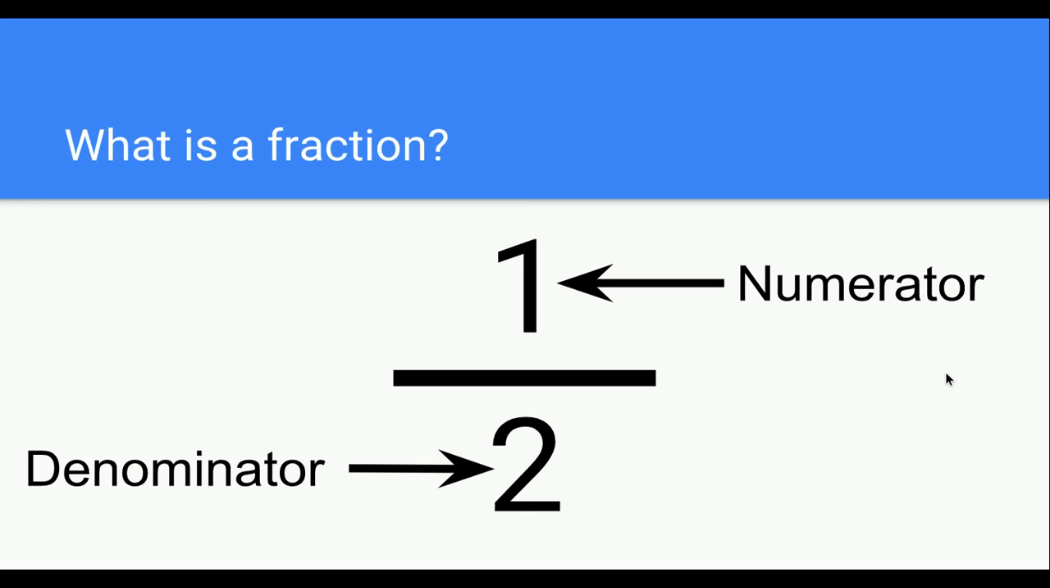We know how many parts a whole is divided into if we look at the denominator, in this case, 2. And we know how many of the parts of that whole we have currently by looking at the numerator, 1. So if we look at this fraction, we know we have one of the two equal parts of the whole.